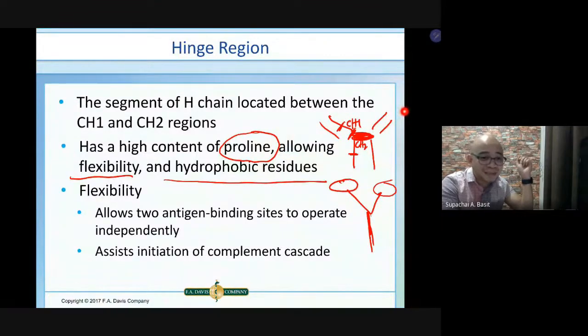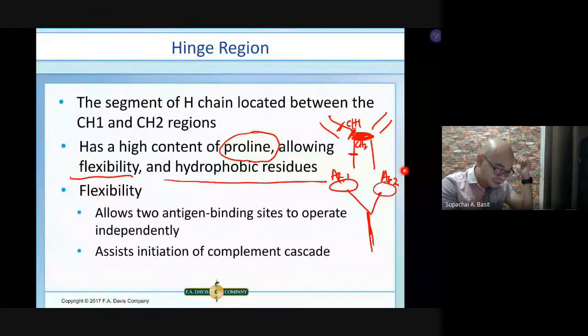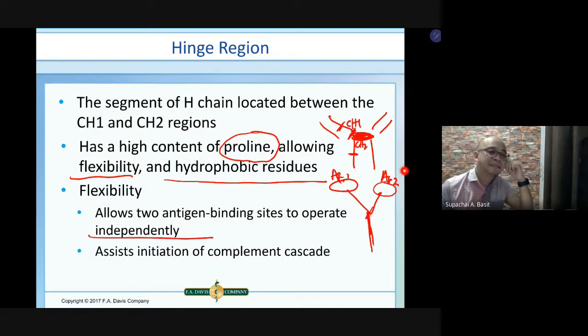It also assists in the initiation of the complement cascade. So that's the importance of flexibility. This is antigen 1, and then this is antigen 2. There are different antigens, but because of the flexibility of the Hinge region, they can operate independently. So that's the importance of the Hinge region.